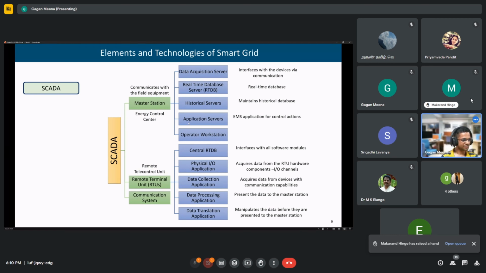SCADA has three main parts. Its three components are: the first one is the master station, also called the energy control center, which communicates with all the field equipment, with RTUs and other IEDs, intelligent electronic devices.